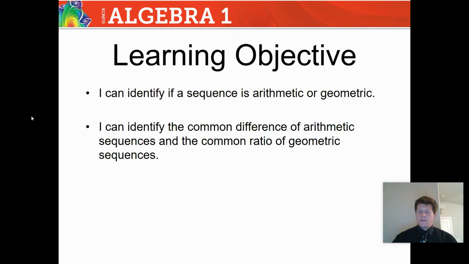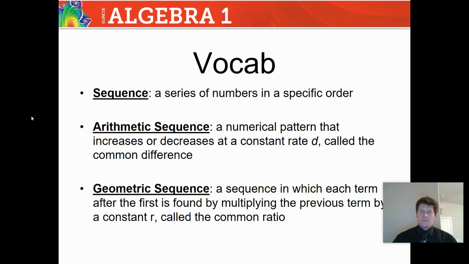So first off, let's define what that even means. To begin with, a sequence sounds a little complicated. It's really not. It's just a list of numbers, a series of numbers in a specific order. It's a list of numbers that follow a pattern.